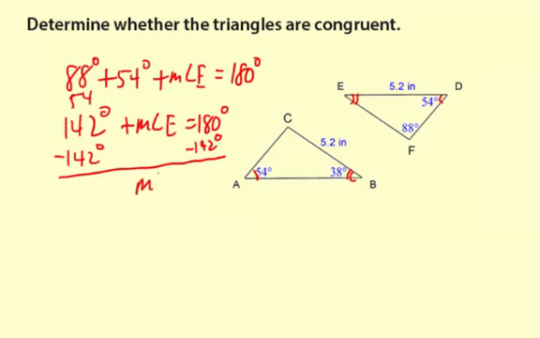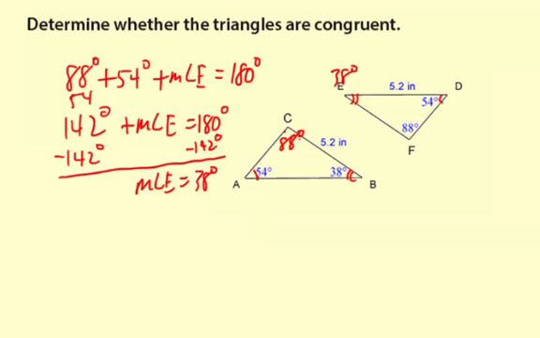So we're going to get measure of angle E here equals 180 minus 142 degrees, and that's going to be 38 degrees. So this measure of angle E is 38 degrees, and that also means this angle C over here is going to have to be 88 degrees, because we already know that 38 degrees plus 54 degrees plus 88 degrees is 180. So it has to be the same pattern here, 38, 54, and then plus 88. That's the only way you can make a triangle, is if you had 180 degrees.